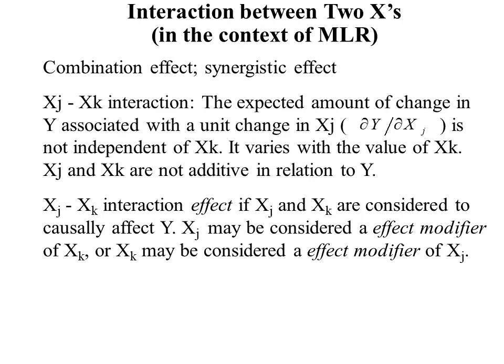If xj and xk are considered to causally affect y, we can use the term effect modifier. Xj may be considered an effect modifier of xk, because the effect of xk on y, that is, change in y produced by a change in xk, depends on xj. Or xk may be considered an effect modifier of xj because the effect of xj on y, that is, change in y produced by a change in xj, depends on xk. It is important to note that in this slide, we think about 3 variables together. Y, and 2 independent variables, xj and xk.